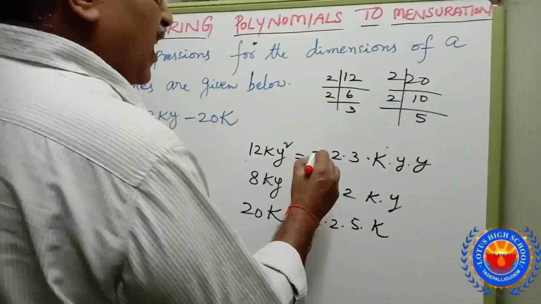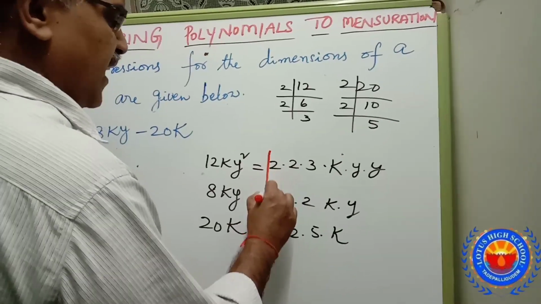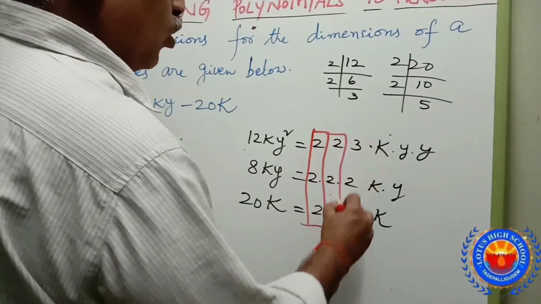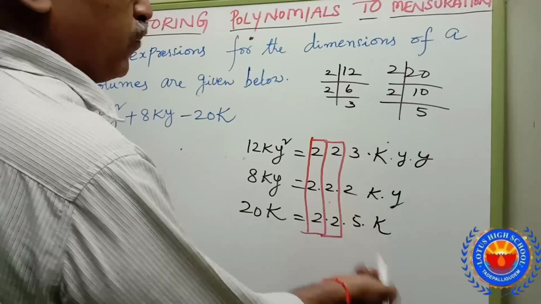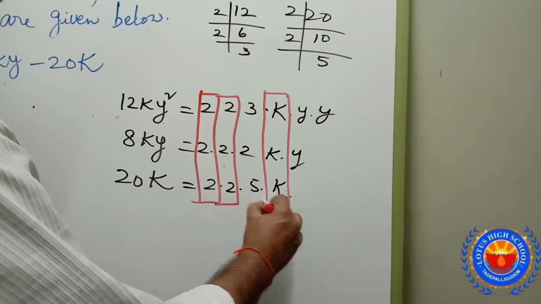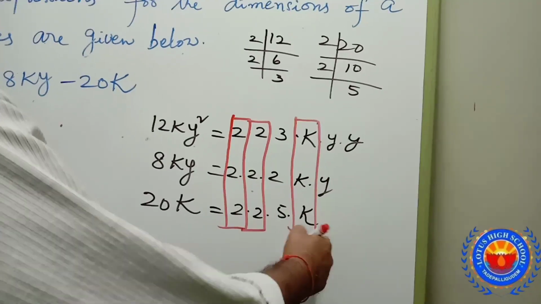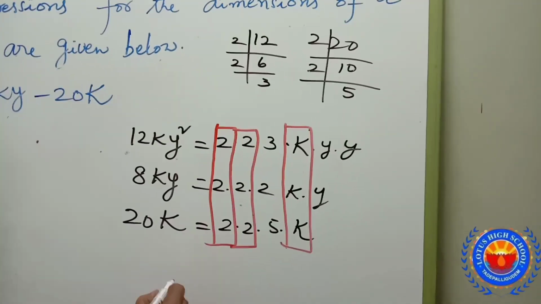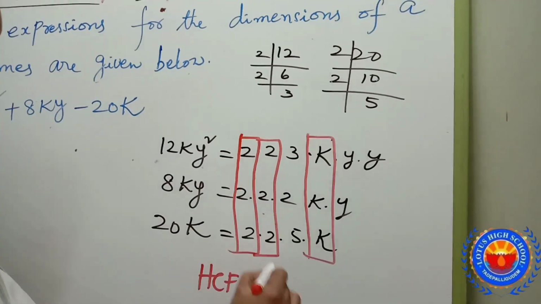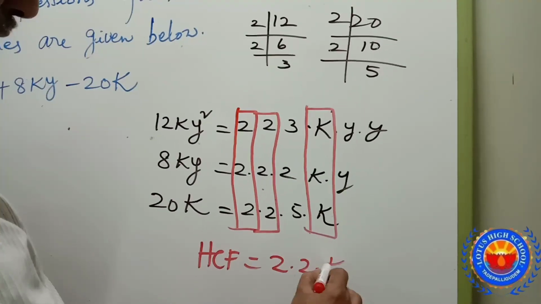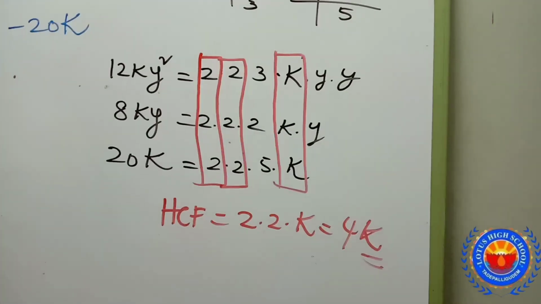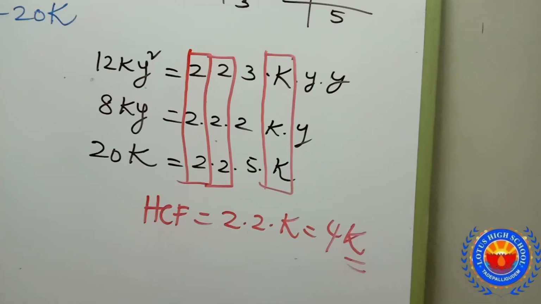Now which is common? 2 is common. First 2 is common. Next, one more 2 is common. Next, 3 and 5 are not common. And k is common, but y is there only in two terms; in the third term there is no y. That's why HCF is equal to 2 into 2 into k, that is nothing but 4k.